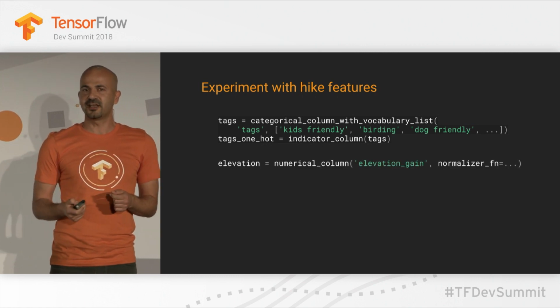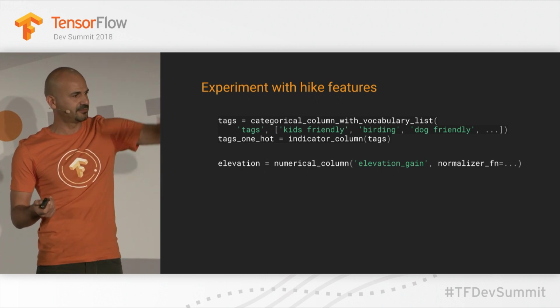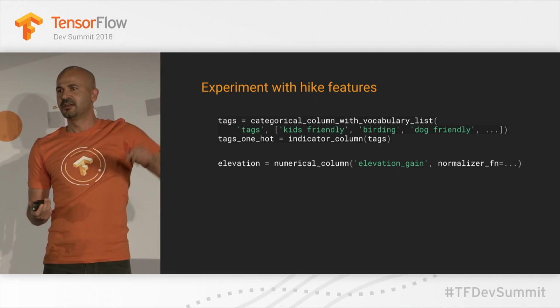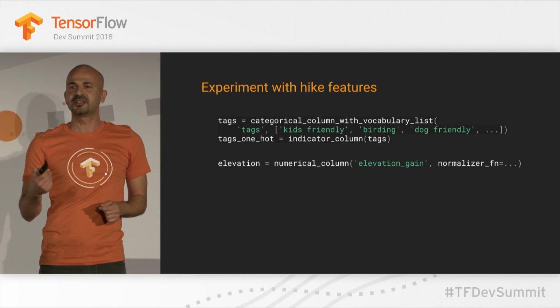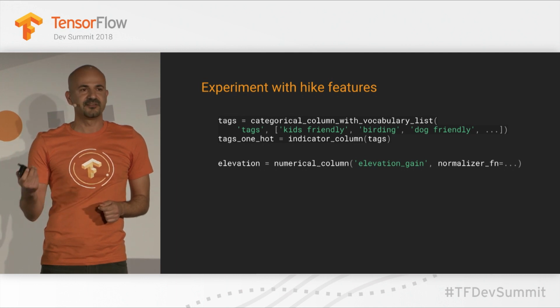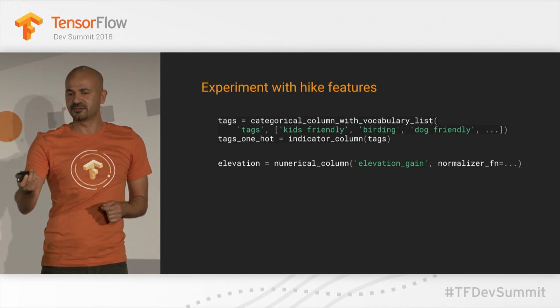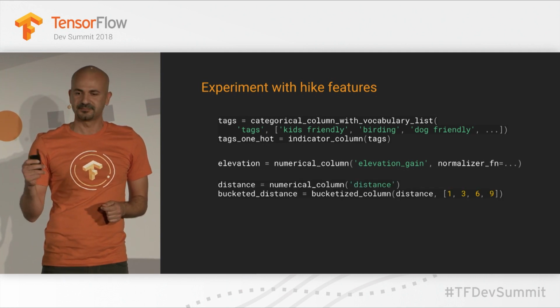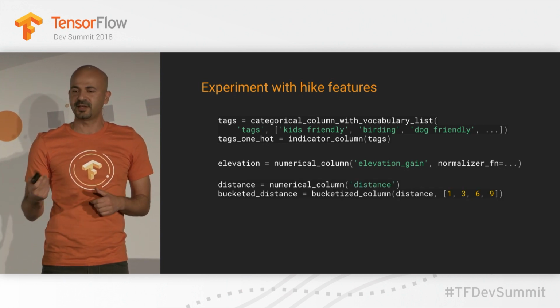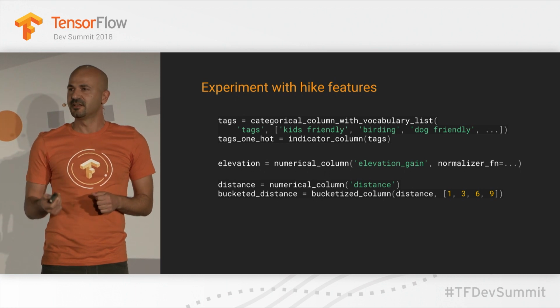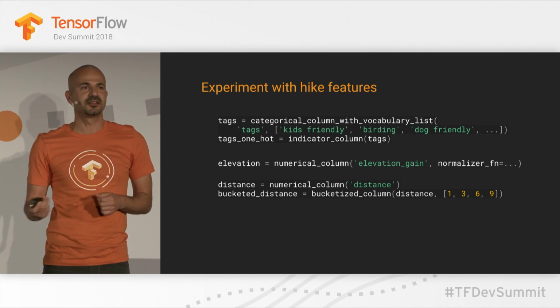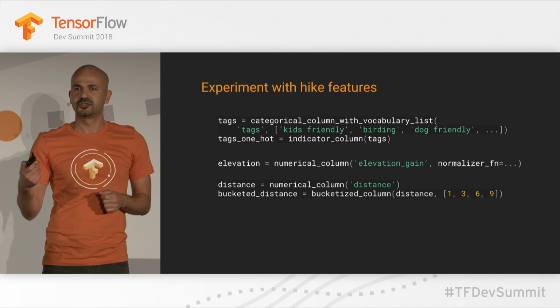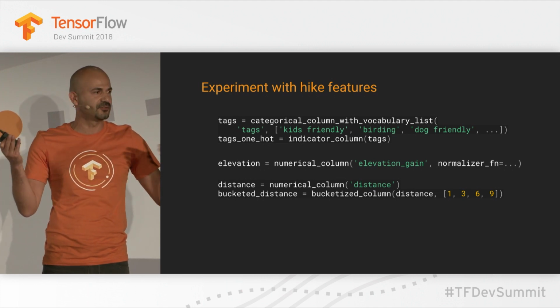And for a numerical column, such as each hike may have elevation gain, you need to normalize so that optimization will be well-conditioned. Your problem will be well-conditioned. And you can use normalizer function here. Or you may choose bucketizing. In this case, the distance of a hike, we bucketize it so that it will help the model to learn different things for different segments. You can consider it as a different kind of normalization, too.